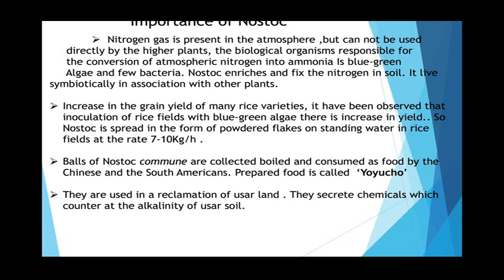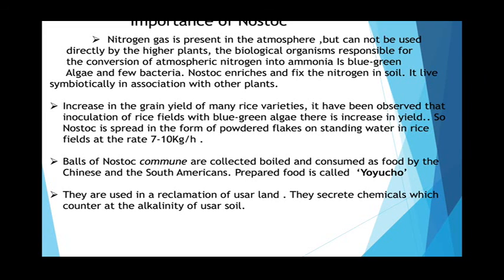Secondly, we can see an increase in grain yield of many rice varieties, as it has been observed that with inoculation of rice fields with blue-green algae, there is an increase in the yield. So Nostoc is spread in the form of powdered flakes on the standing water in the rice field at the rate of 7 to 10 kgs per hectare.